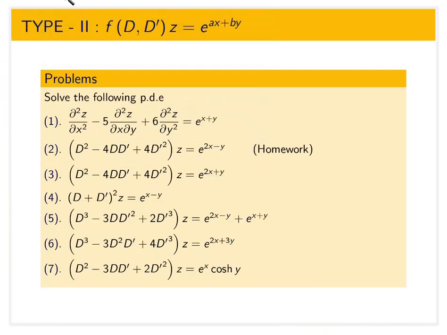So this is type 2 in the homogeneous equations. Here we can take f of D comma D dash and z is equal to 0. In the RHS we are given the exponential term, e power ax plus by. The coefficient of x is our a and the coefficient of y is our b.